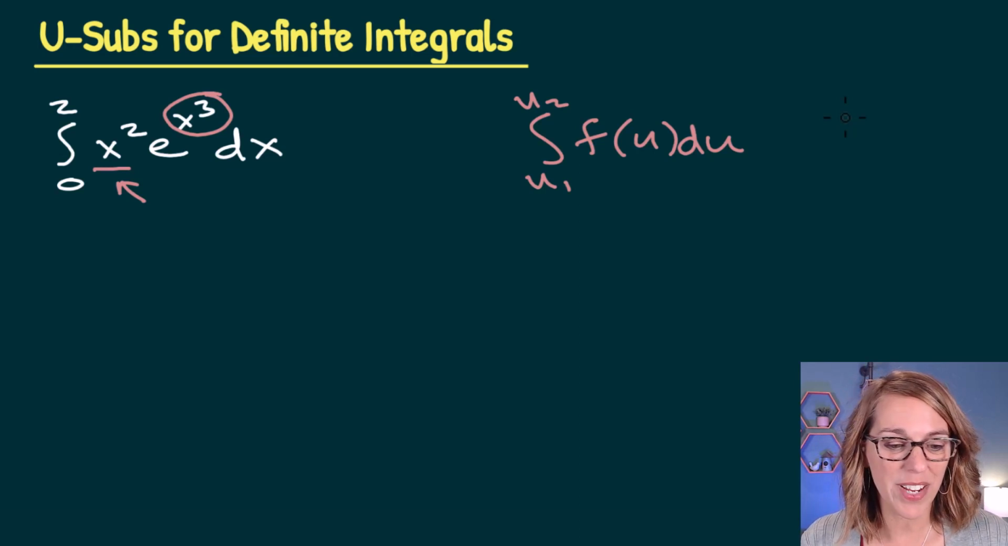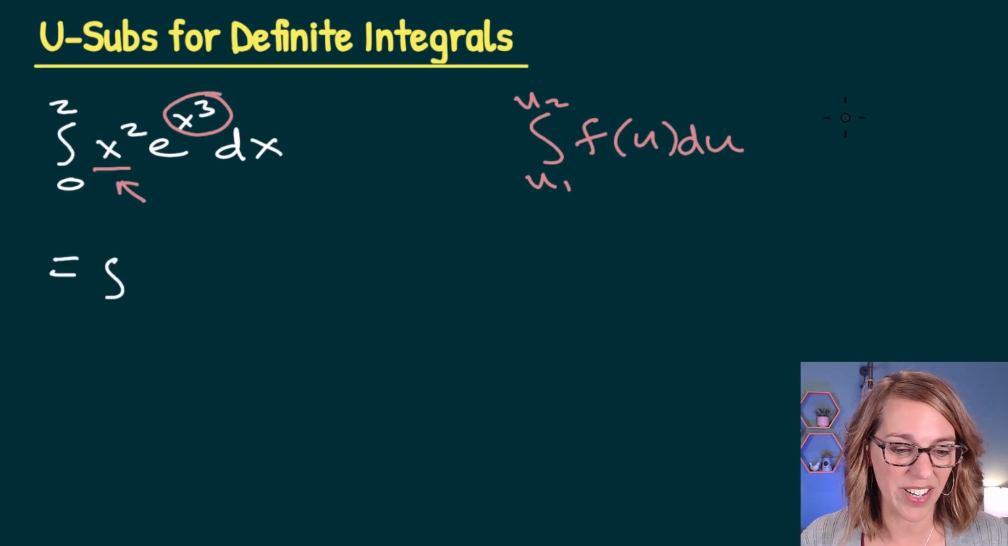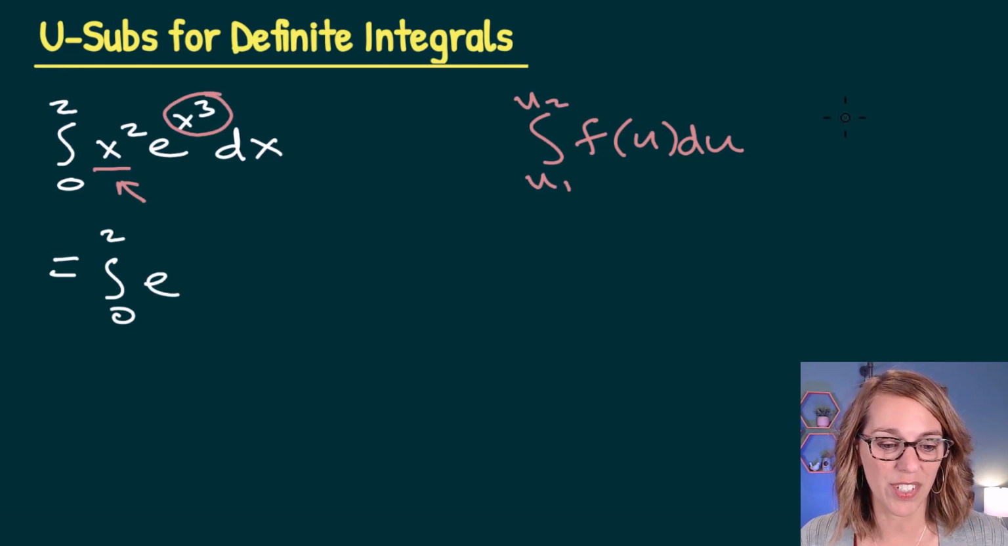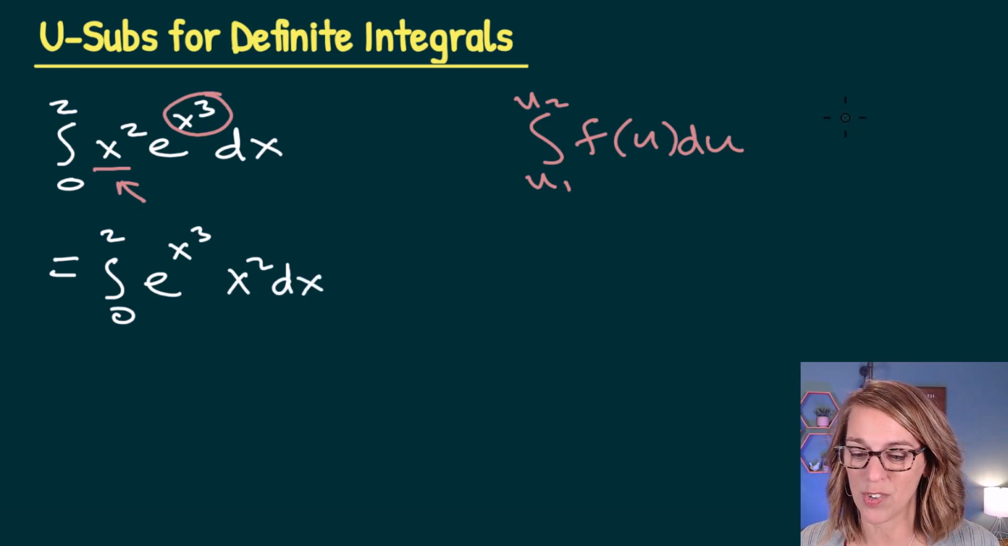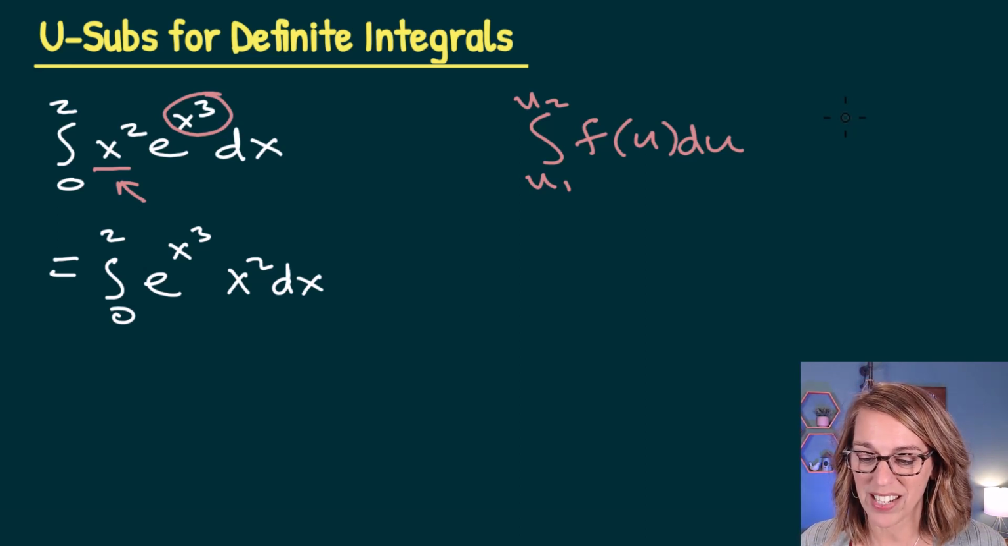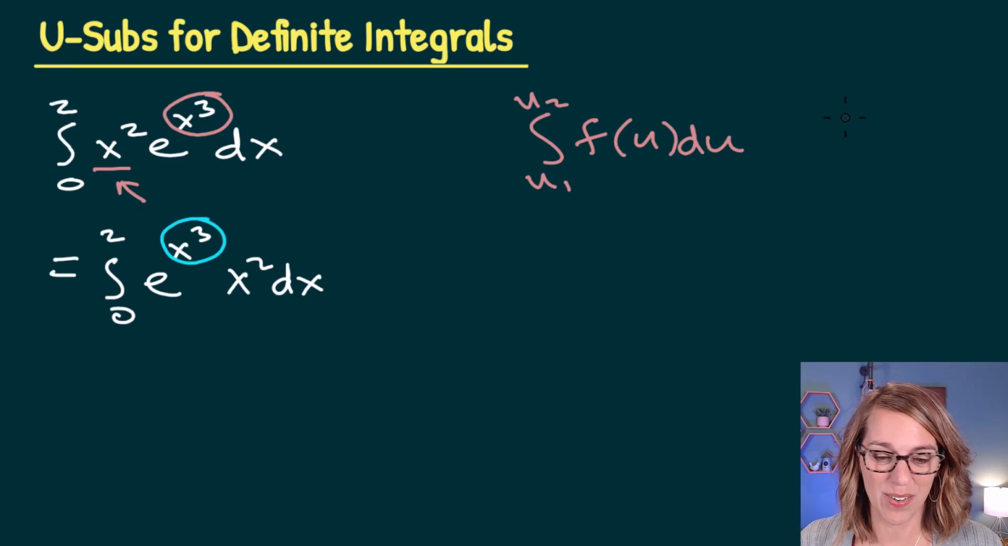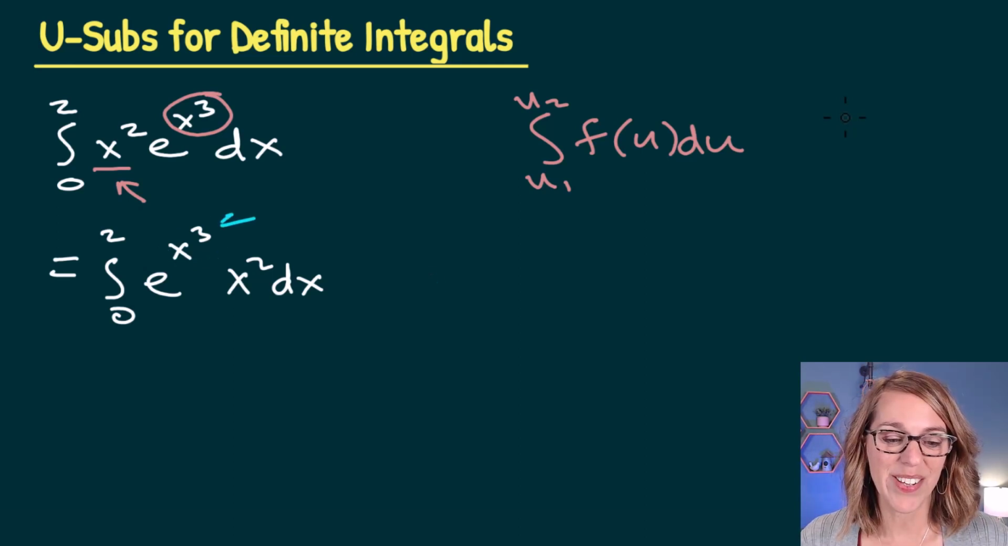Let me go ahead and rewrite this. I'm just going to reorder it. So I've got 0 to 2. I'm going to put that layered function first, e to the x cubed, and then x squared dx. Let's go ahead and do that u substitution. I am going to let u be that inner function, which is x cubed right there. I'm going to let u be that innermost function x cubed.